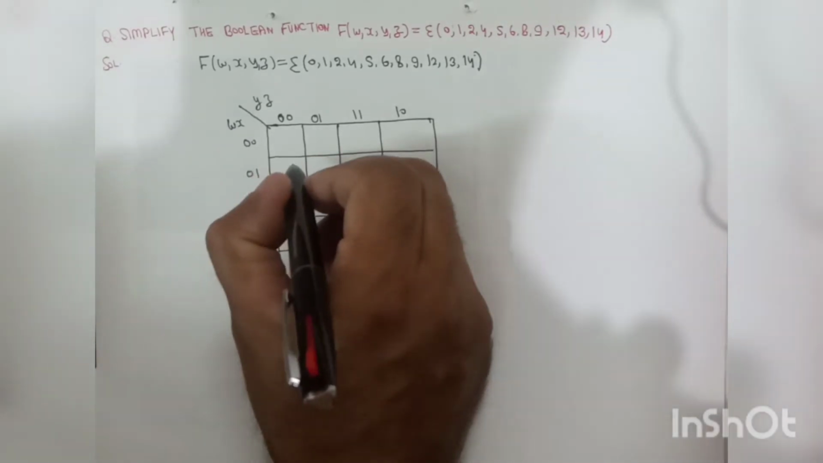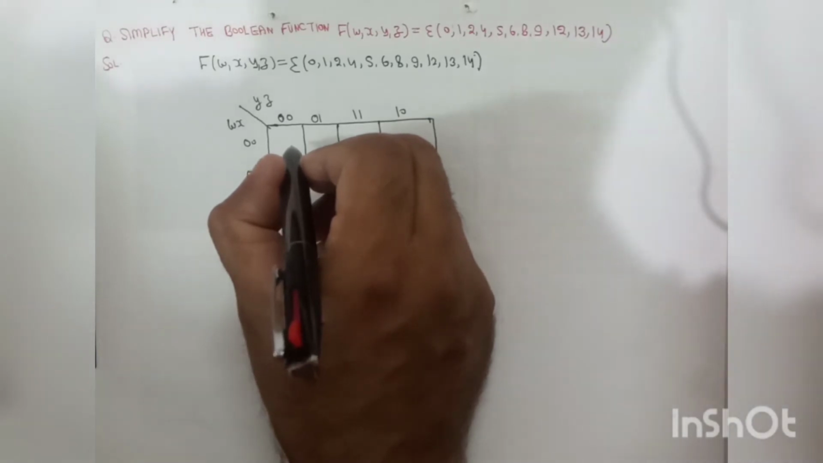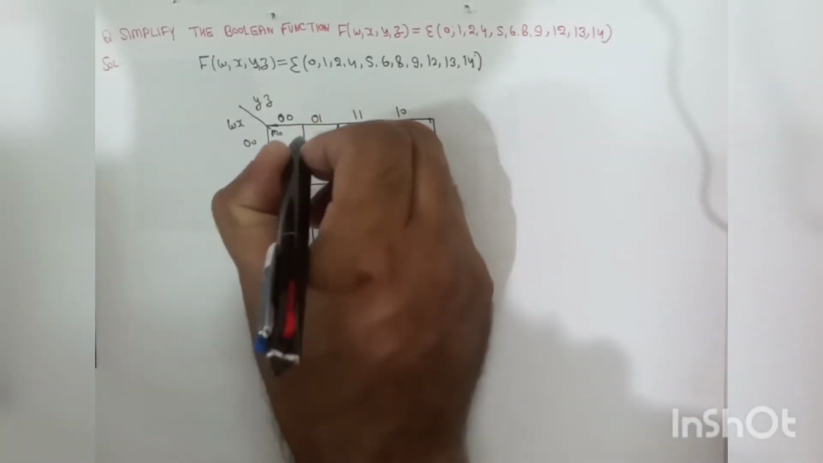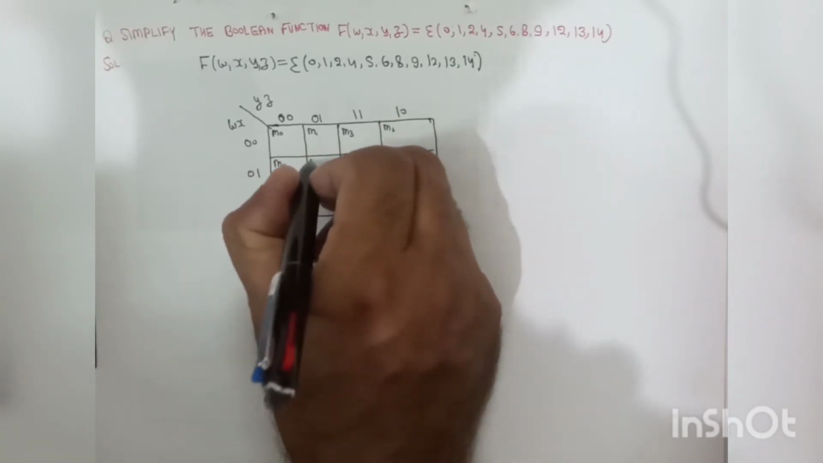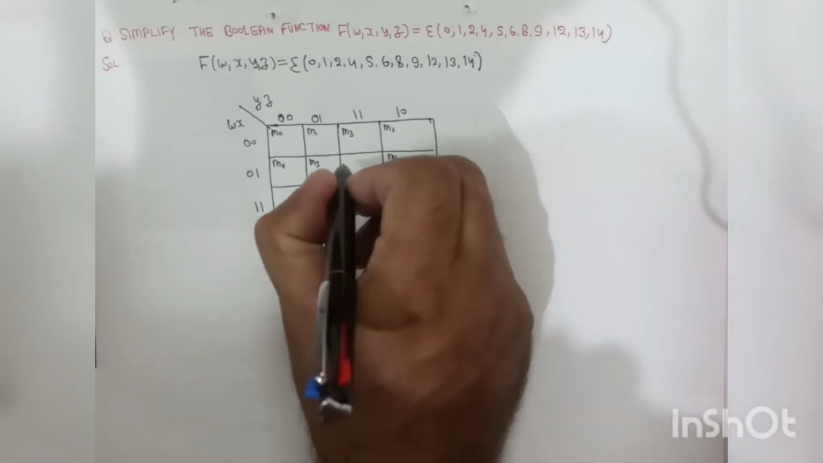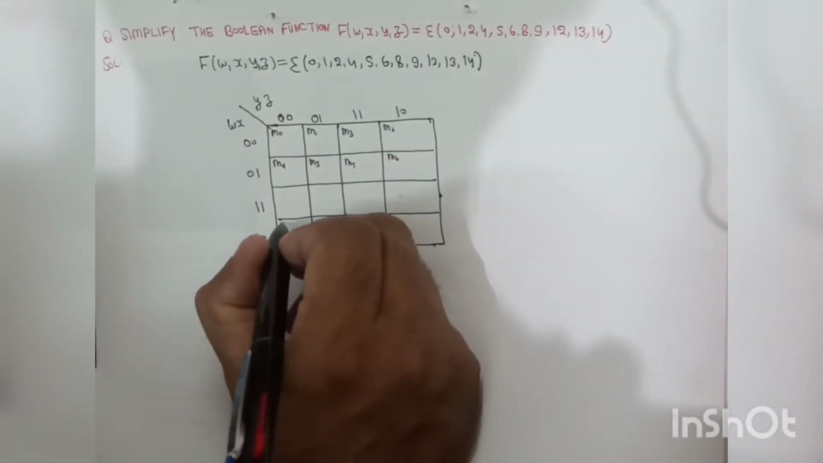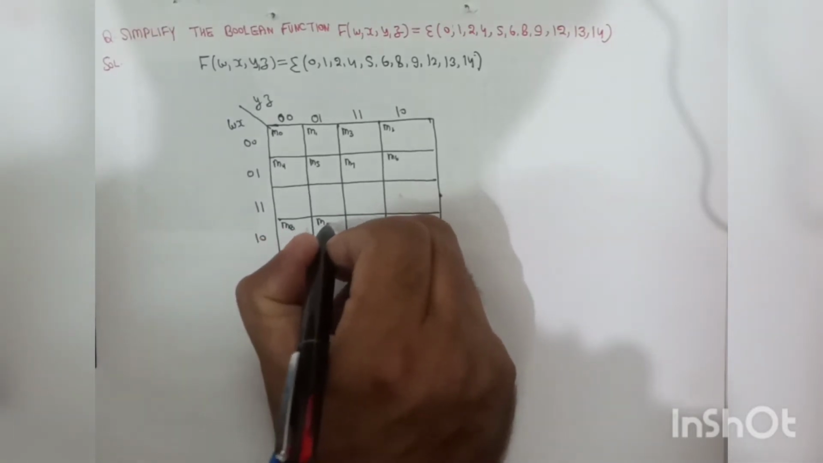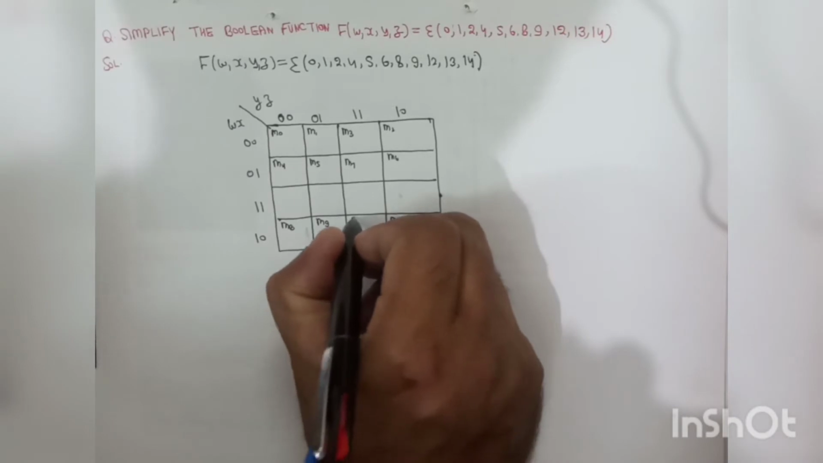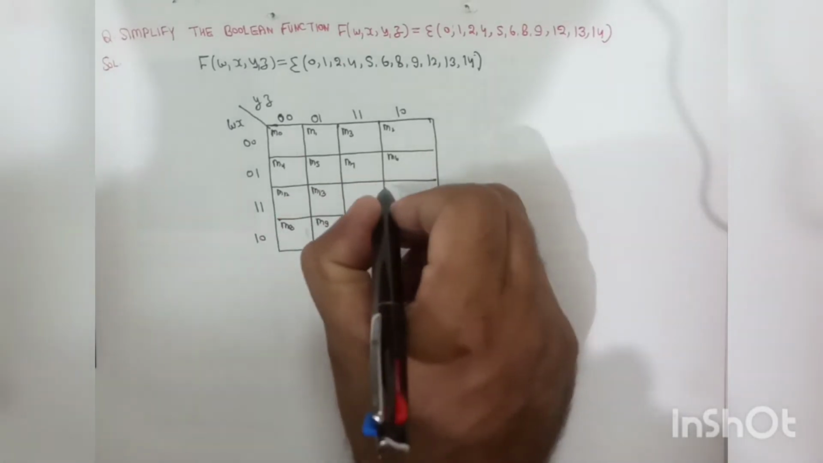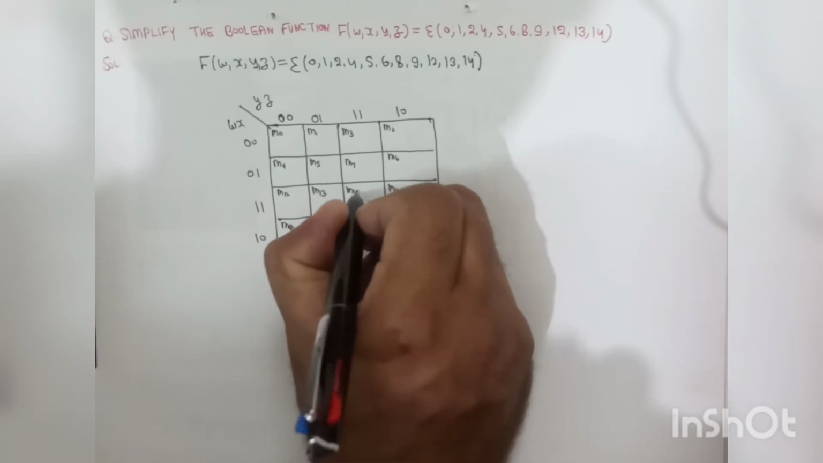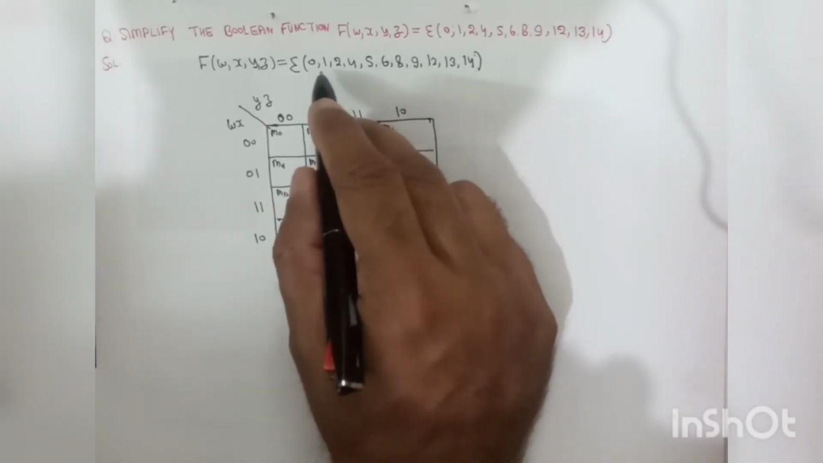And let us rename each cell. So here it will be m0, m1, m2, m3, m4, m5, m6, m7, here m8, m9, m10, m11, here it is m12, m13, m14, m15.